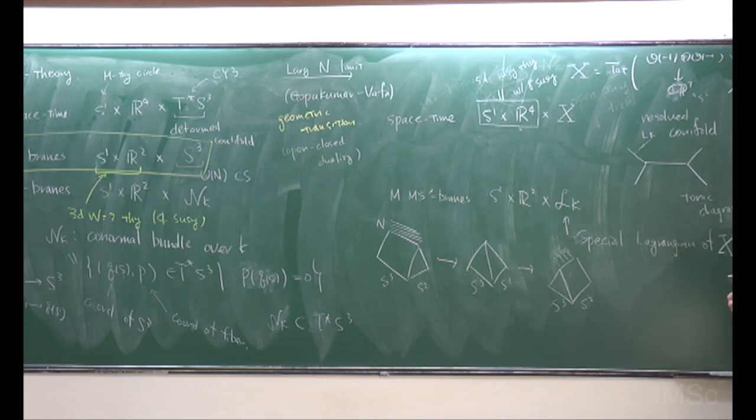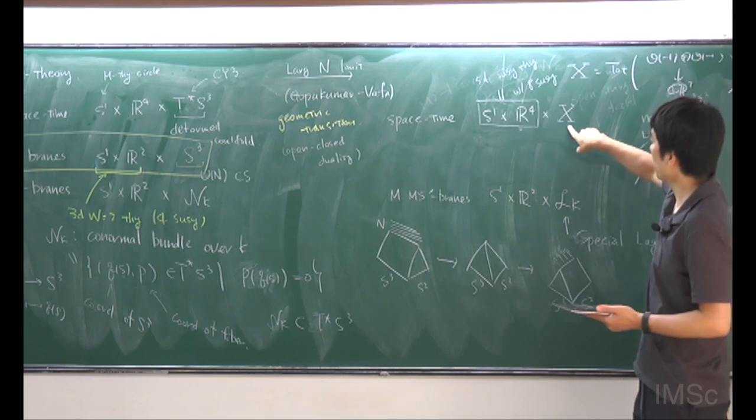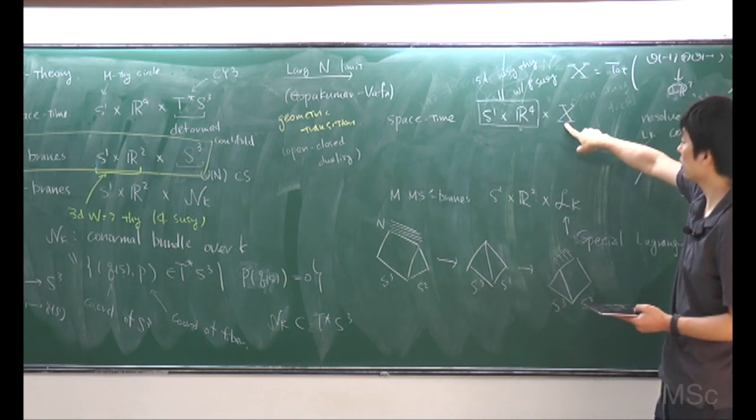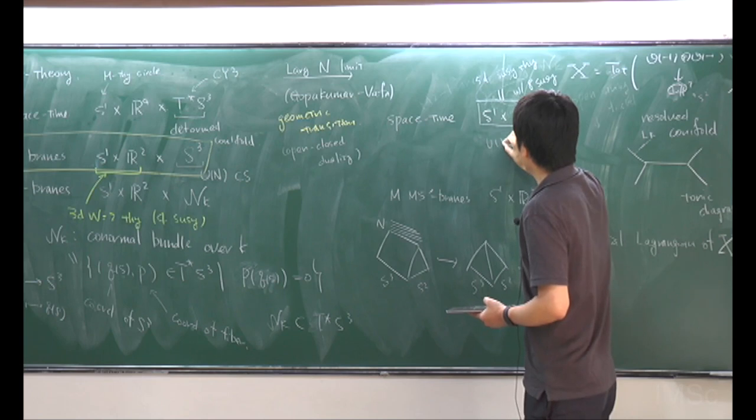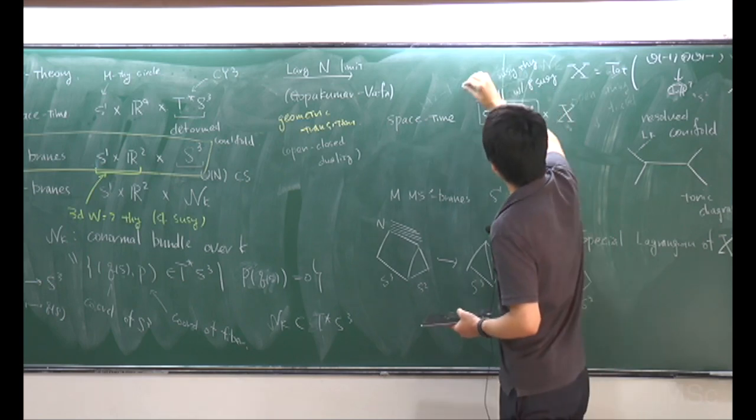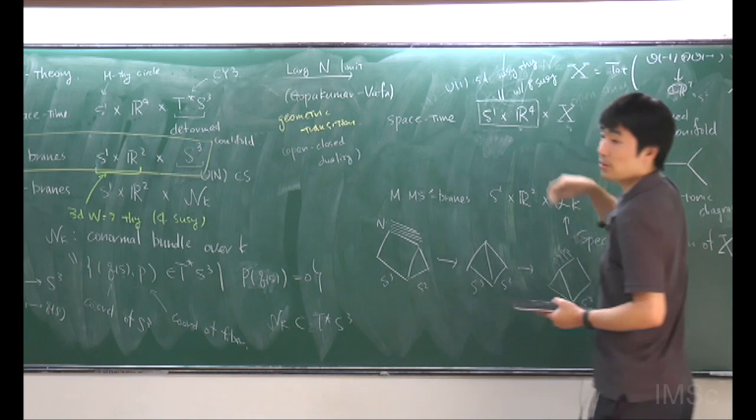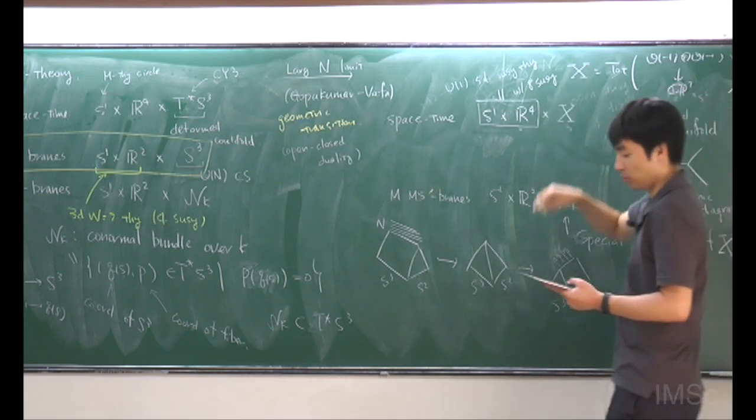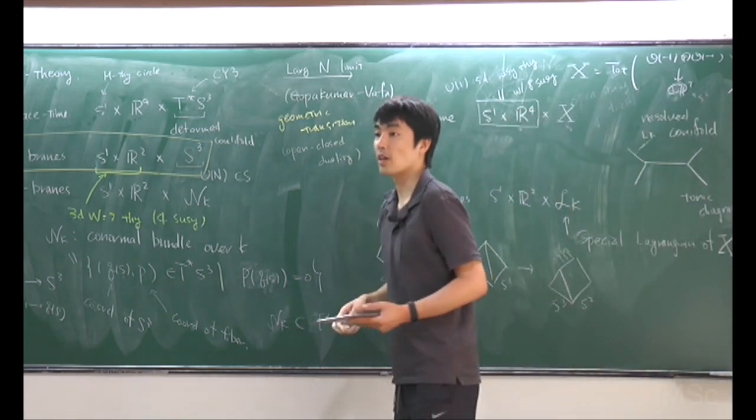I don't think so. There's an enhancement in the absence of M5 branes and M5 prime branes. So if you compactify on the resolved conifold, you get U(1) 5D supersymmetry with the eight supercharges.